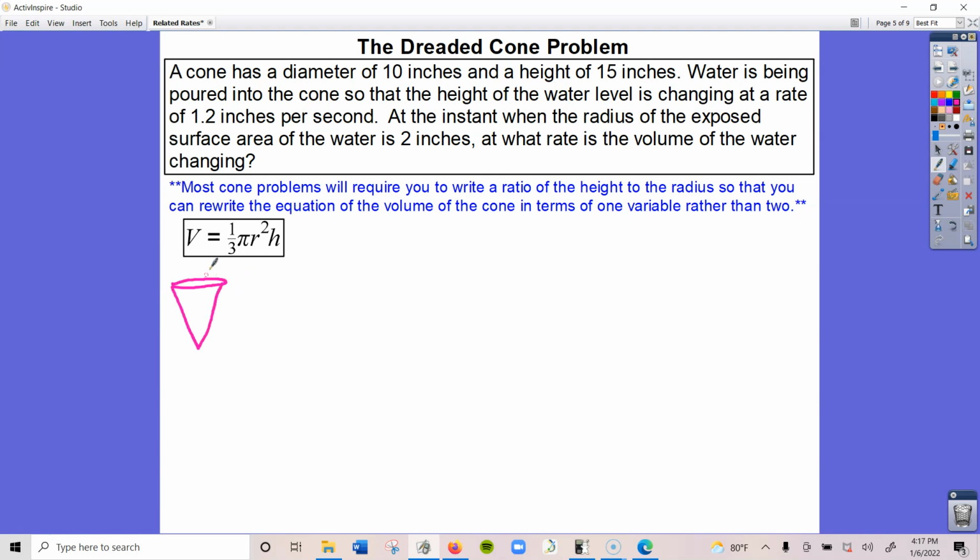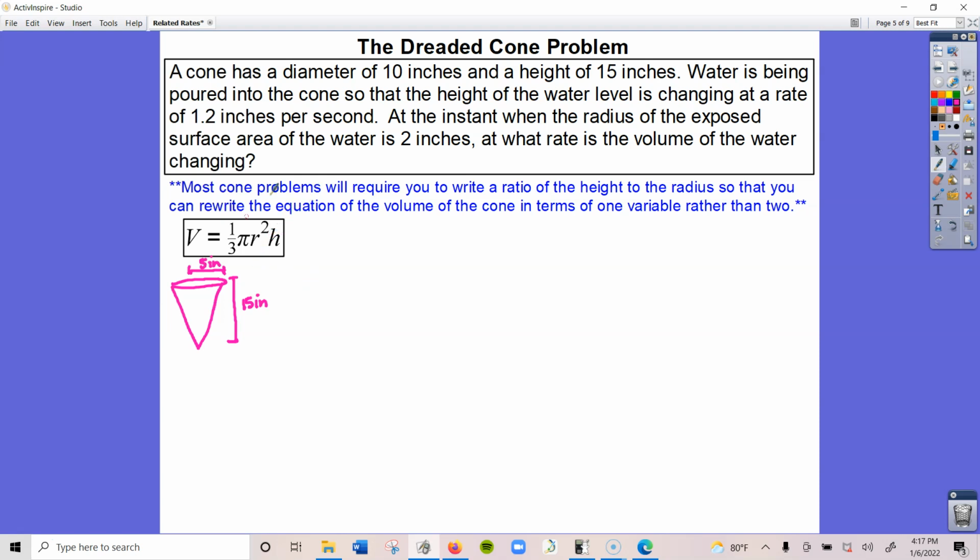It's got the diameter. We don't use the diameter, we use the radius. And the radius is always half of the diameter. So my radius is 5 inches. The height of my cone is 15 inches.